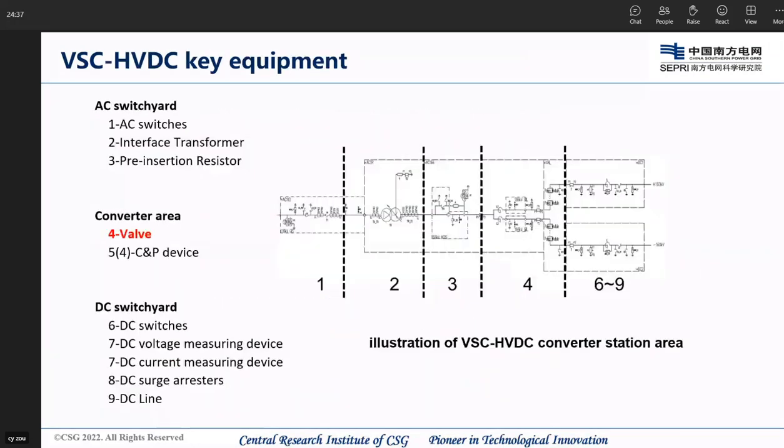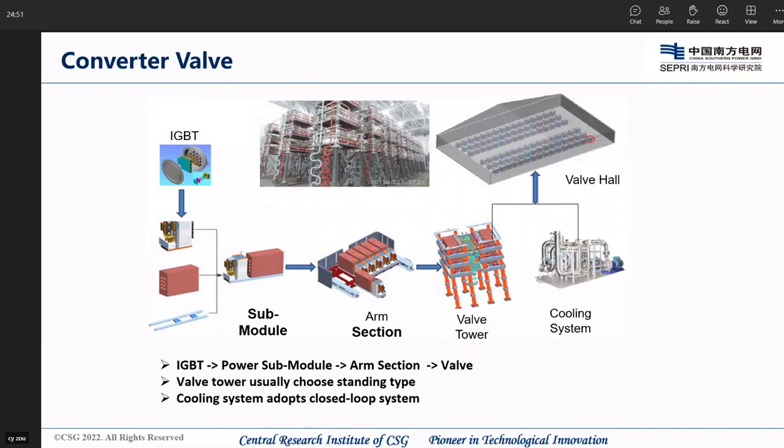Similar to LCC, the VSC can be divided into different parts, and we will introduce the different equipment compared to LCC. The biggest difference is the converter valve. The valve in VSC consists of a lot of submodules. Typically, the basic element of VSC HVDC is the submodule.